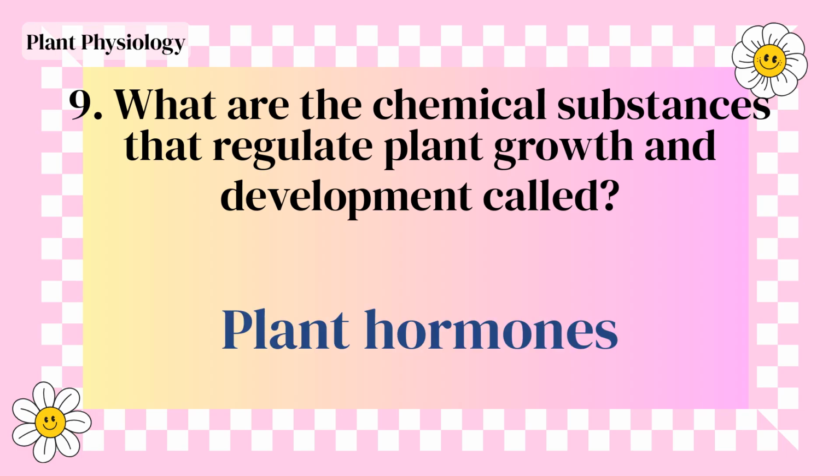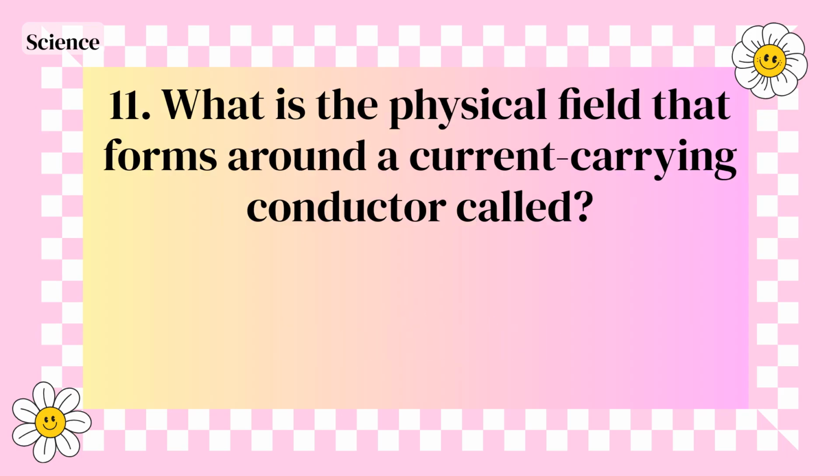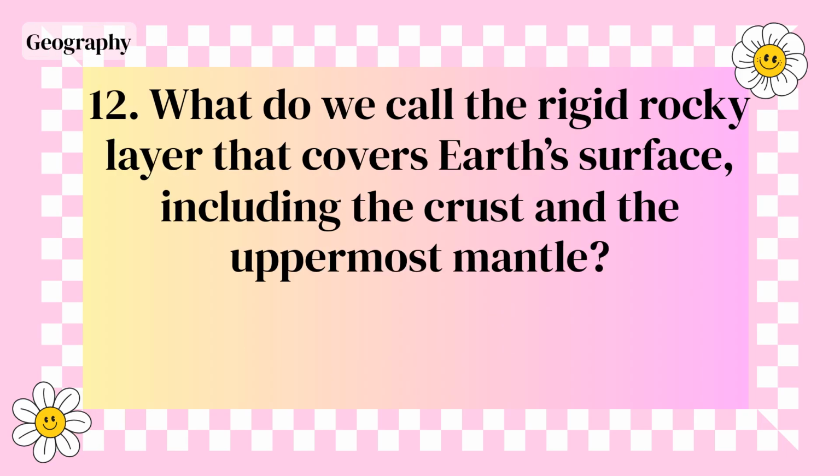Plant hormones. What is the process called when a virus enters a host cell and copies its own genetic material? Replication. What is the physical field that forms around a current-carrying conductor called? Magnetic field. What do we call the rigid rocky layer that covers Earth's surface, including the crust and the uppermost mantle?